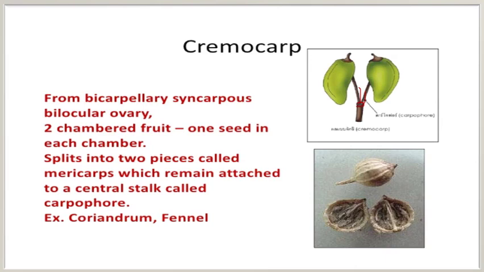Here we have a bicarpellary syncarpous bilocular ovary. So it means we have two carpels, and those two carpels are fused, and there are two chambers in the ovary, and each chamber produces one seed. So this is all about cremocarp.